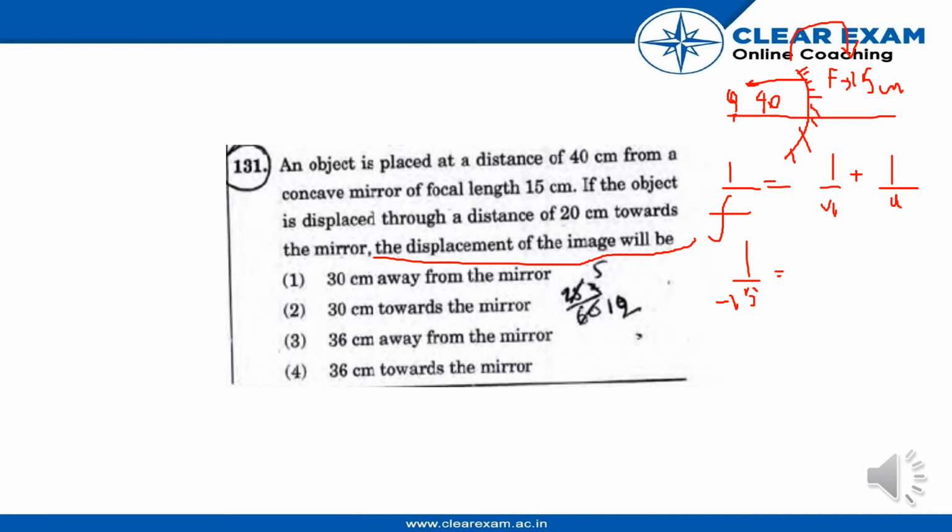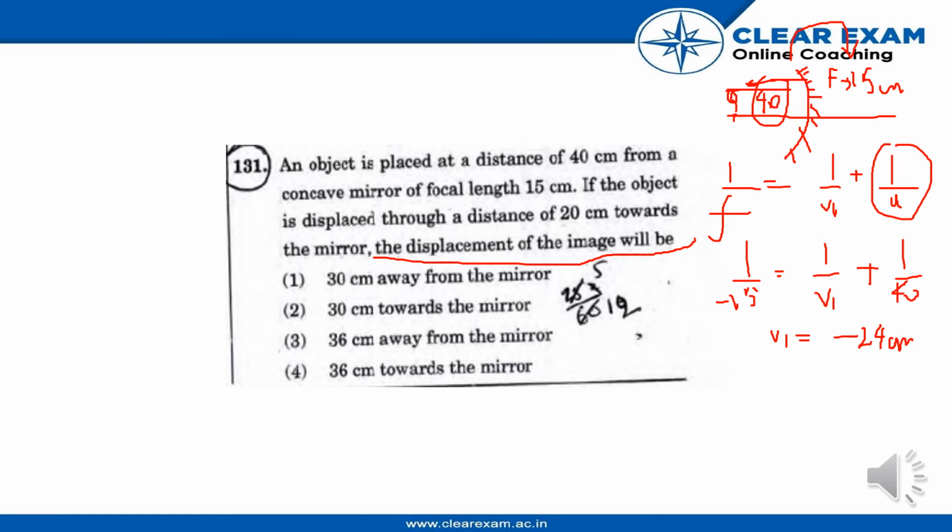equals 1 upon v, we don't know the value of v, neither do we know the value of u. For u, we take the object distance as 40, so that is 1 upon 40. From here we can find the value of v1 is minus 24 centimeters.